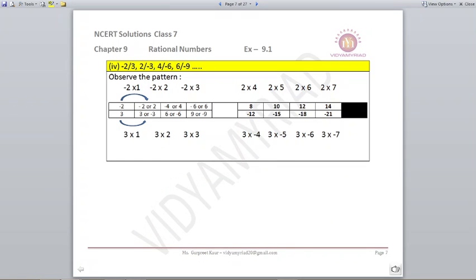Fourth part, minus 2 upon 3, 2 upon minus 3, 4 upon minus 6, 6 upon minus 9. Same way now this is again the table of 2. 2 2s are 4, 2 3s are 6. Denominator 3 1s are 3, 3 2s are 6, 3 3s are 9. Same way the next pattern will be followed. So your fraction becomes 8 upon minus 12, 10 upon minus 15, 12 upon minus 18 and 14 upon minus 21.